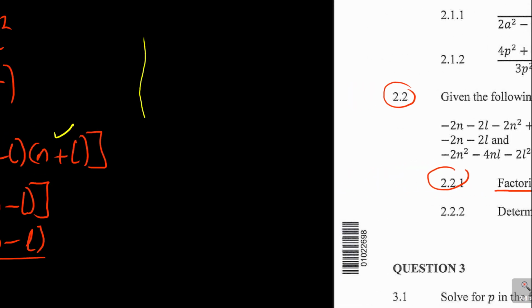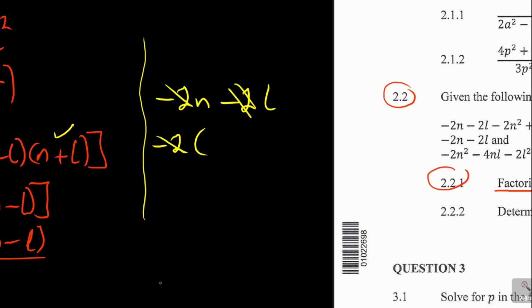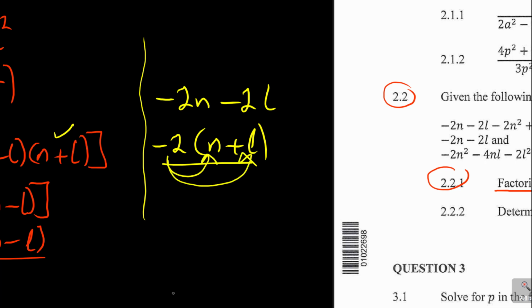The next one is negative 2n, negative 2l. So if I write this here to say negative 2n minus 2l, you can see negative 2 is common, that will cancel, and that will cancel, so it's n plus l. You see that? So here is n plus l. Always remember, when you're taking out a negative, if I open it, I'll get minus 2n, minus 2l. So that's what you're trying to achieve. So this is the answer there.